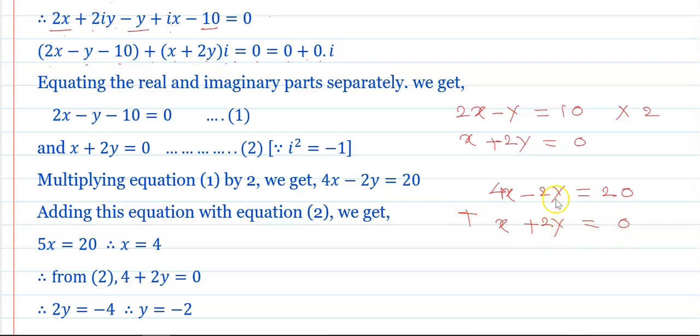This is the plus sign. Minus 2y plus 2y get cancelled. 4x plus x, you will get 5x. 5x = 20, and therefore x = 20 upon 5, you will get x = 4.